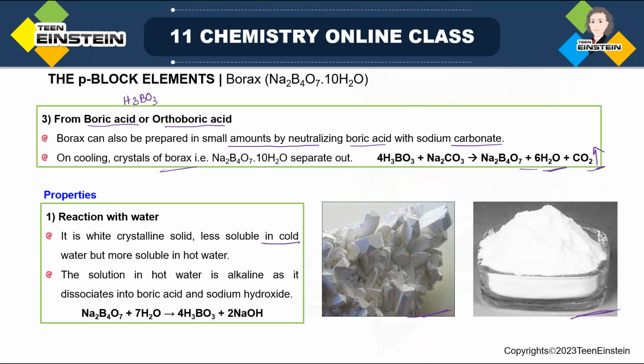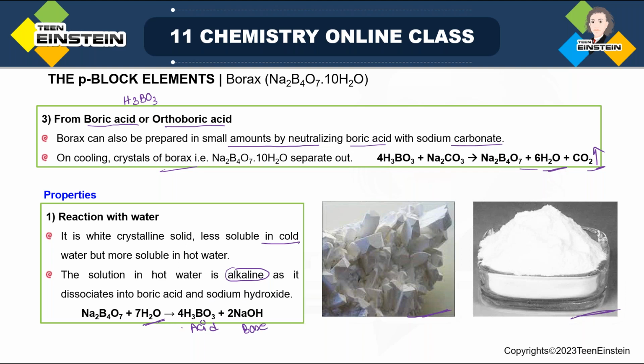Now the solution in hot water is alkaline in nature. Why is it so? It is because of the formation of NaOH. Now Na2B4O7, when you are reacting with water, there is basically formation of H3BO3. Now if you are thinking this is an acid and this is a base, then why is it still alkaline?